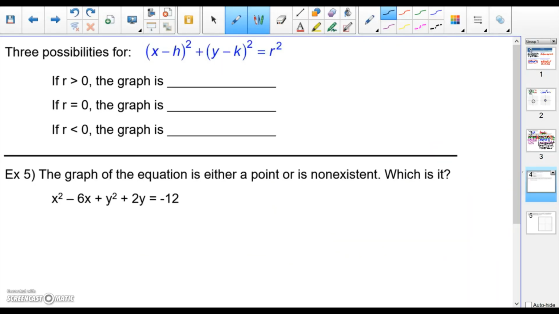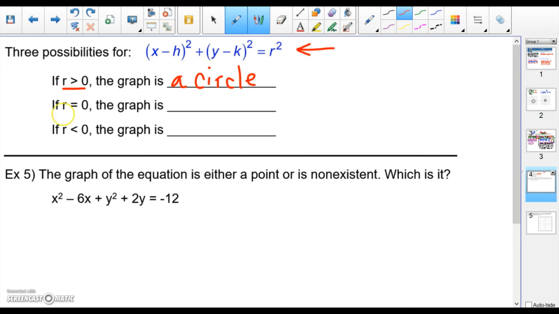There are 3 possibilities for what could happen with this equation. If r is greater than 0, that's what we see the vast majority of the time. R stands for radius, and if you've got a radius that's greater than 0, we're talking about a circle. That's what this section is about. And so you see what appears to be the equation of a circle.